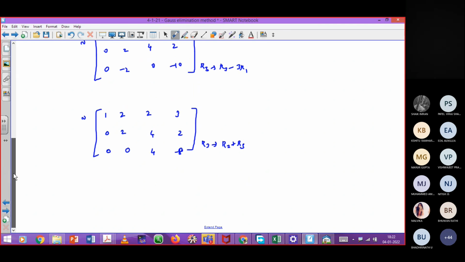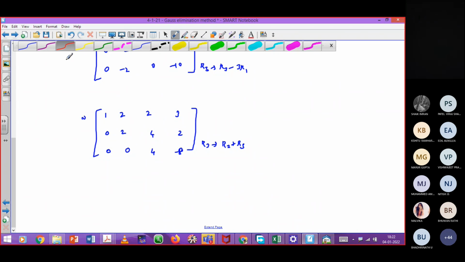Okay. So here now this is converted into the echelon form. Okay, echelon form. After this, this is the constant part that you have to be clear on. This is the matrix B.